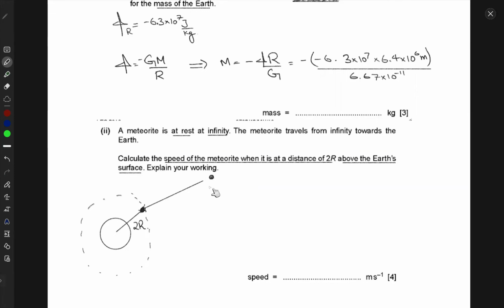So you don't know if this meteorite is in orbit. All you know is that it's very far. Of course, if it's at infinity, it will not be orbiting the Earth. That's the first clue. Second, even if it comes near the Earth at a distance of 2R, you're not provided with the information that it starts orbiting the Earth.